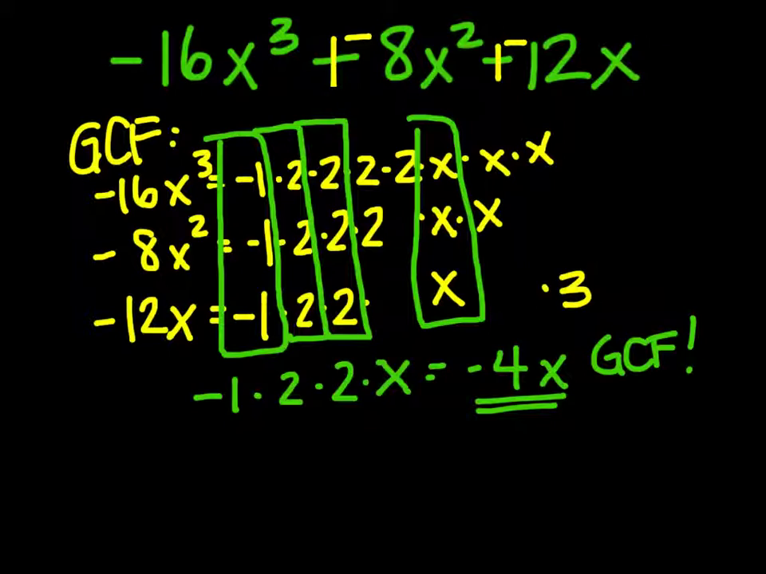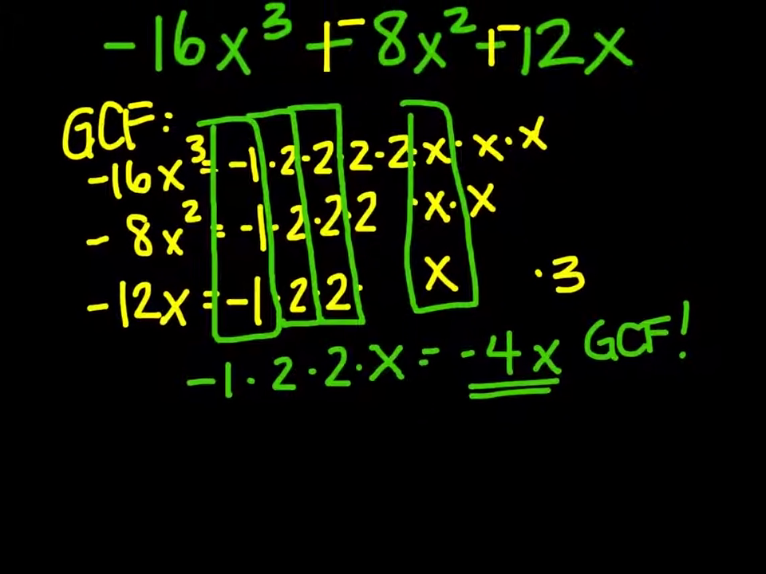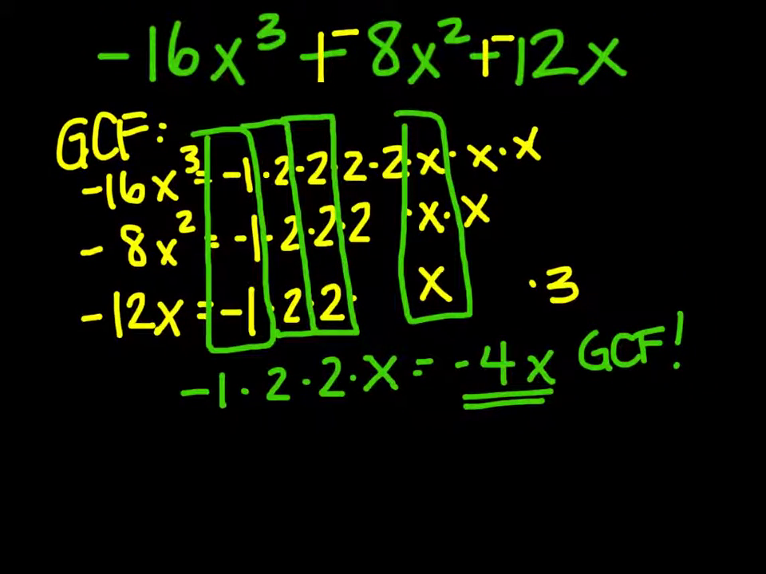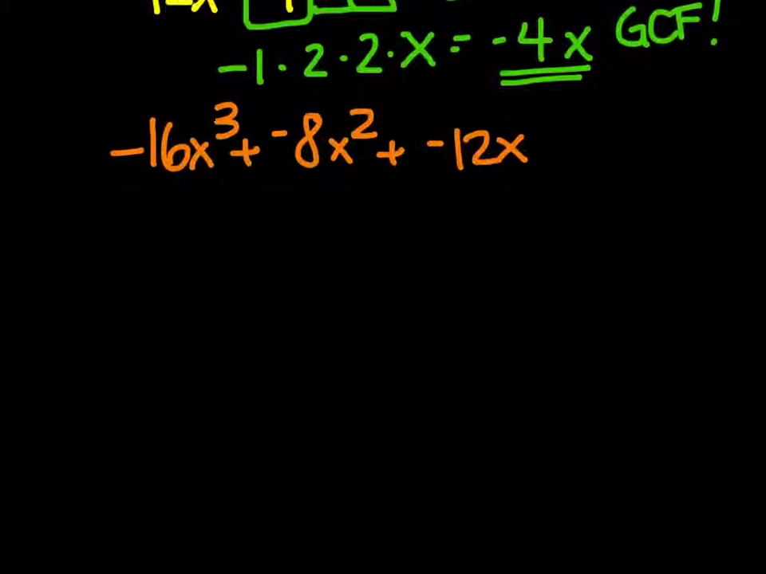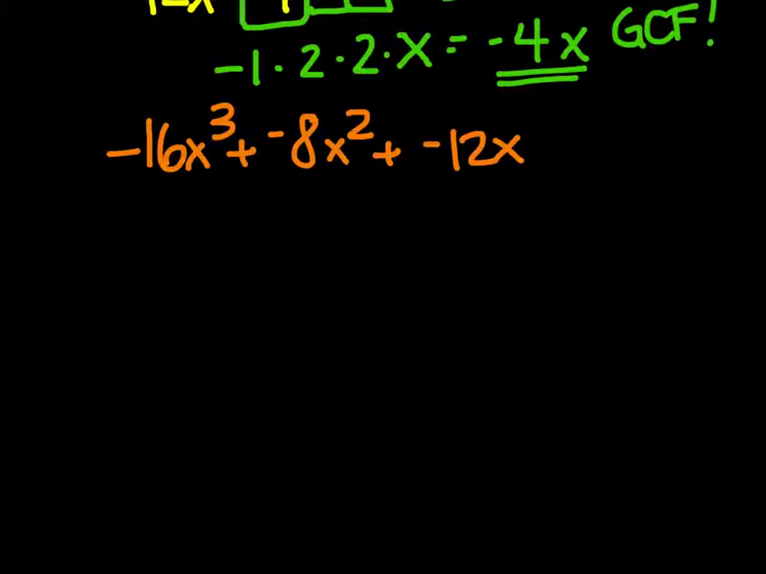So now we need to write this original equation in terms of that GCF. I'm going to rewrite this down here so I have more space. Plus a negative 8x squared plus a negative 12x. So now I'm going to write each of these numbers in terms of our GCF. This GCF is going to dictate how I'm writing each of these numbers.